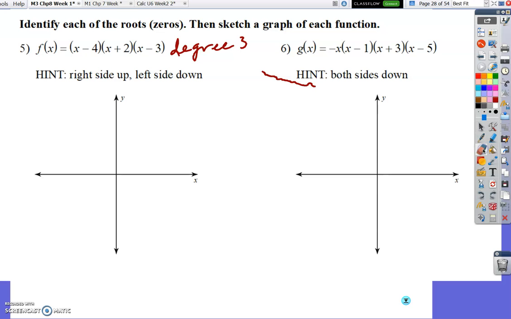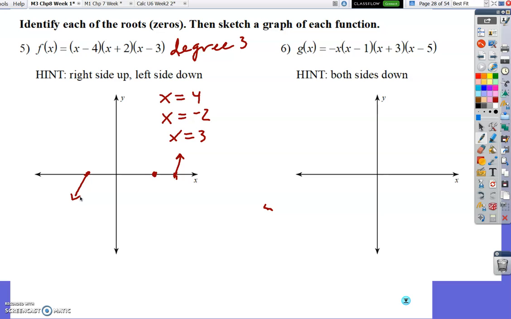And so then I gave a hint that says the right side goes up and the left side goes down. And so I know that my roots are x equals 4, x equals -2, and x equals 3. Excuse my finger scribbling. And so I've got 4, 3, and -2. And the right side goes up and the left side goes down.